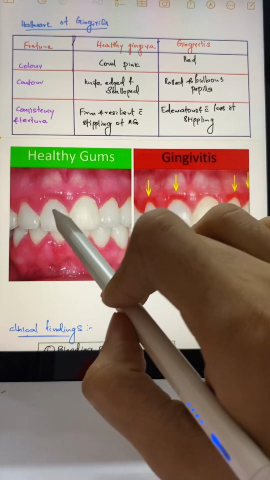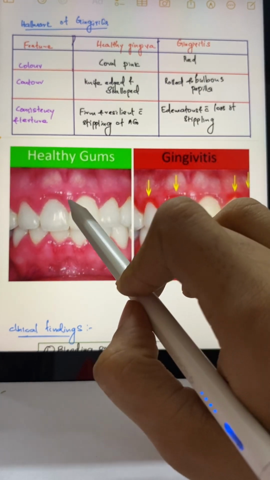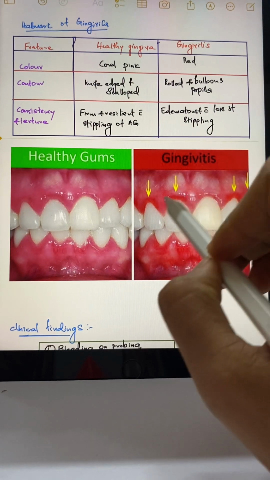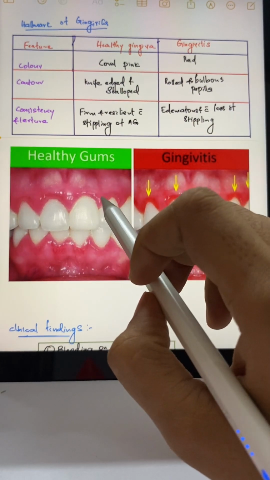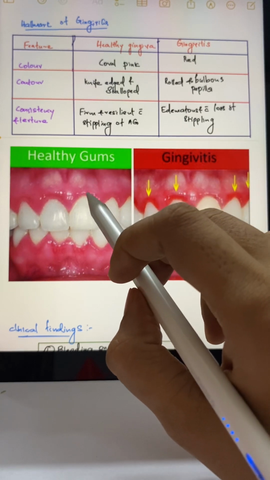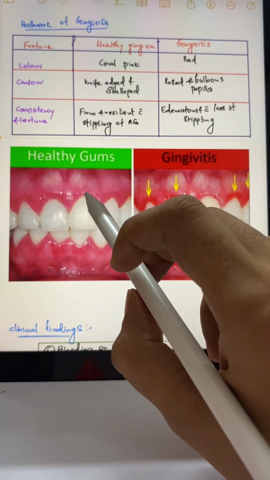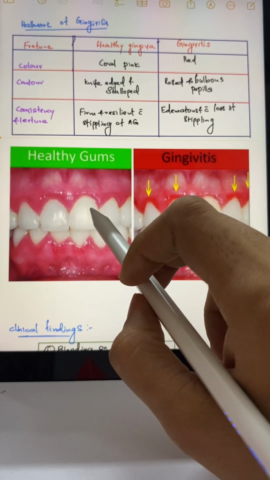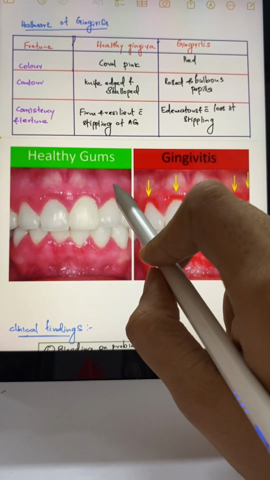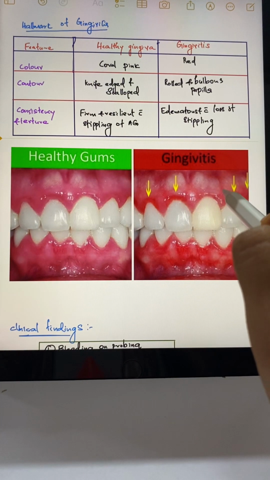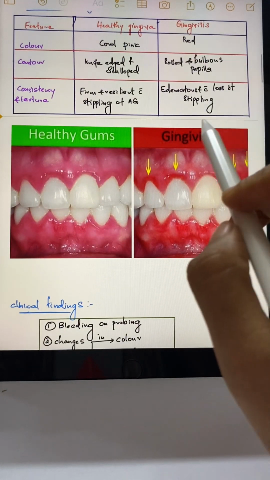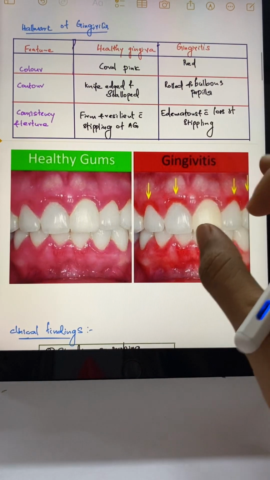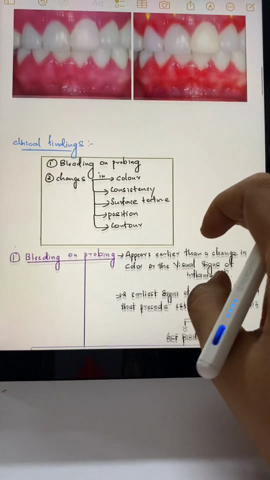Then contour: in healthy gingiva it is well demarcated, knife edge and scalloped, but here we can see rolled and bulbous papilla. And when we talk about consistency and texture, in healthy gums the gingiva is firm and resilient with stippling of the attached gingiva, whereas in gingivitis we can see it is edematous and the stippling cannot be seen. So this is the classic difference between healthy gingiva and gingivitis.